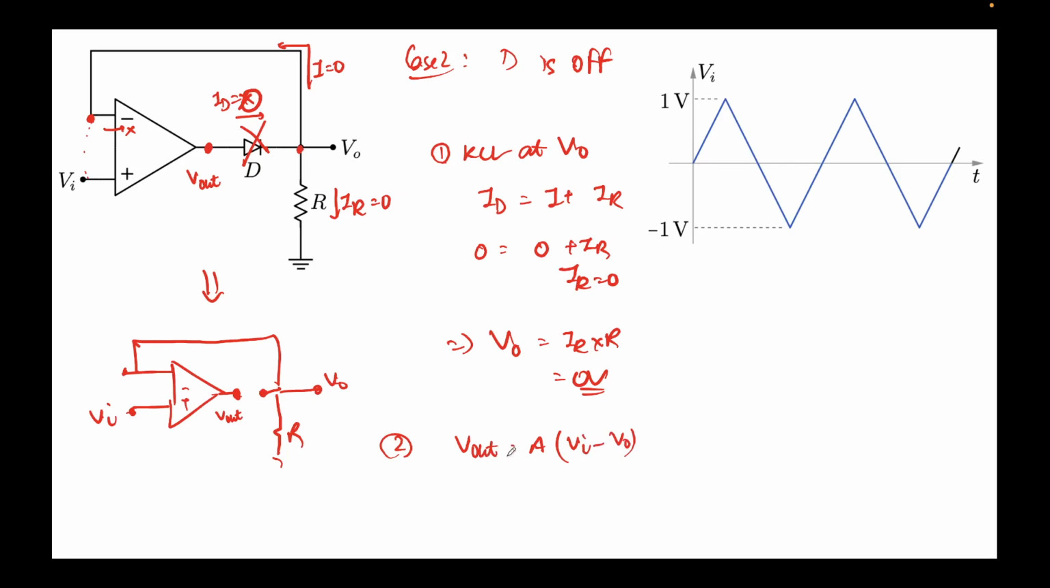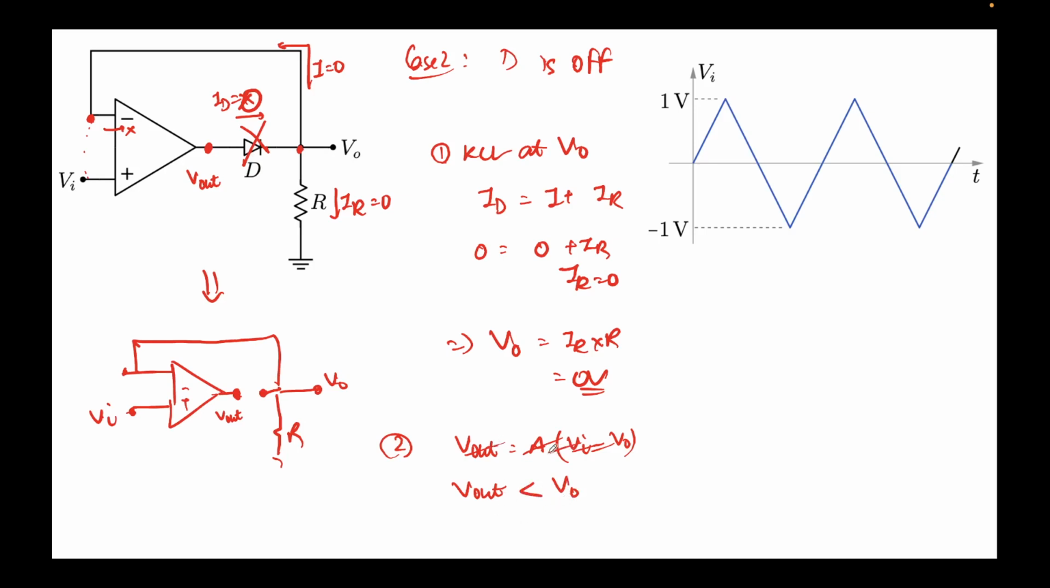So the way to do this is that we know that this diode has to be reverse biased. This means that V out, the positive terminal, must be at a lower potential than the negative terminal. The negative terminal is V naught. So V out must be less than V naught.